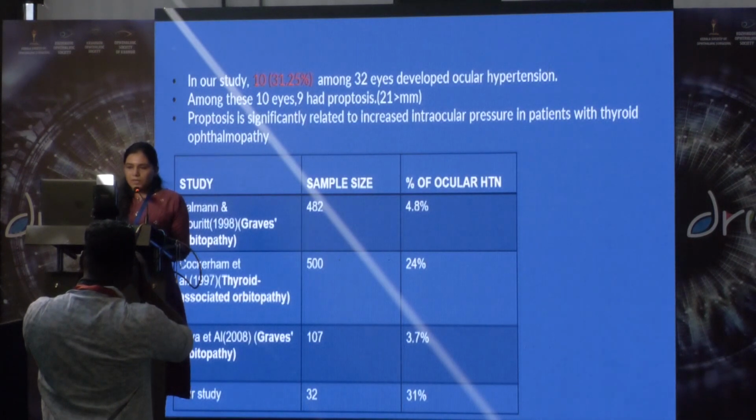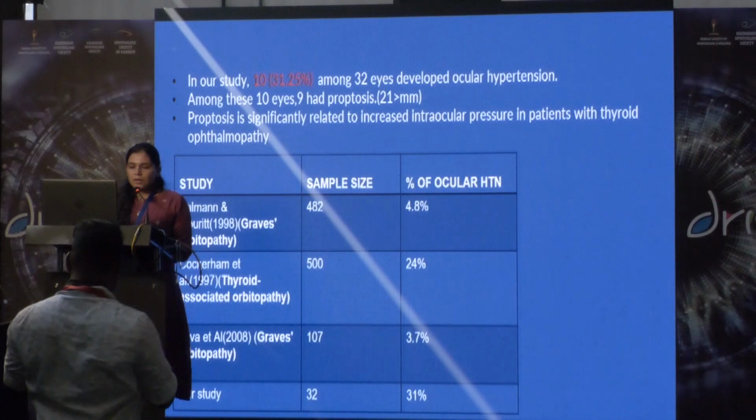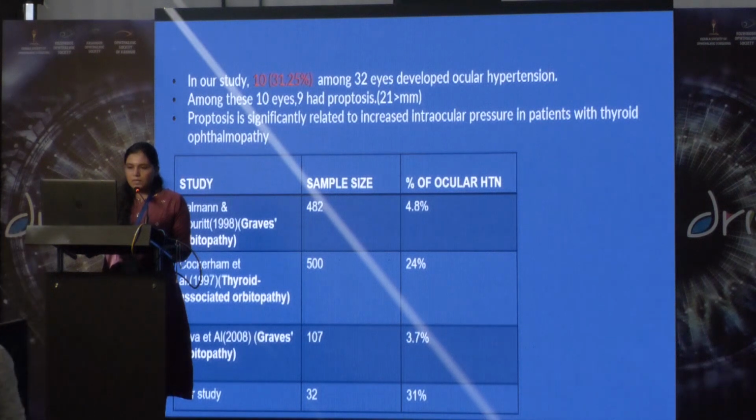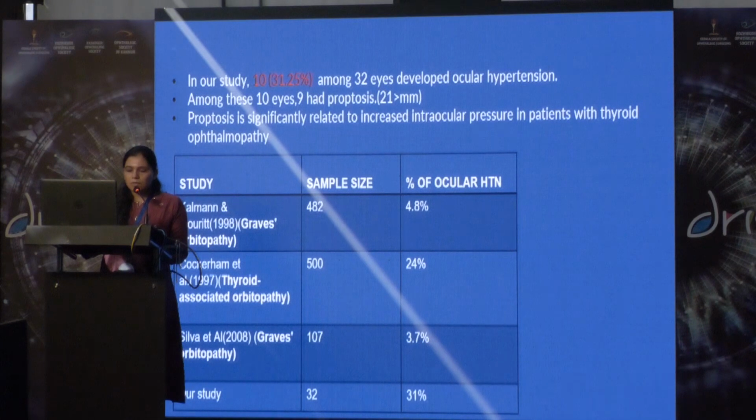And coming to ocular hypertension and comparing our study to other studies, in a study by Kalman and Morut et al., out of 482 samples, 4.8% had ocular hypertension, and in a study by Cogoheim et al., out of 500 eyes, 24% of them had ocular hypertension, and in a study by Silva et al., 107 of them were studied, and 3.7% had ocular hypertension. In our study, out of 32 samples, 31% of them had ocular hypertension.